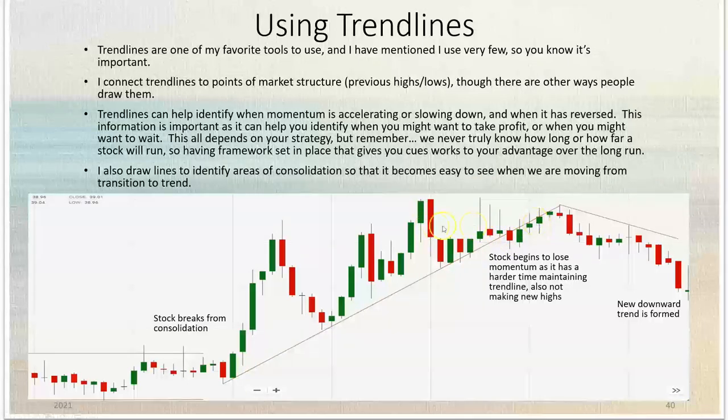This is more of a sideways, non-directional kind of movement, and you can see how it moves underneath the trend line and then ultimately moves lower and breaks it, and now we're starting to see lower lows, lower highs, and this is transitioning into a downtrend, right? So the stock begins to lose momentum as it has a harder time maintaining the trend line, not making new highs anymore, and a new trend line is formed, or a new trend is formed.